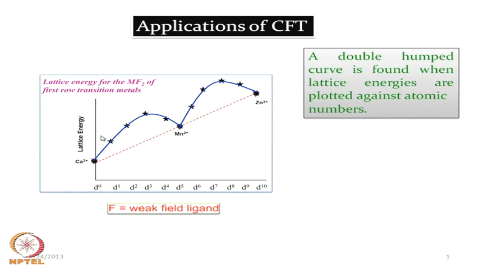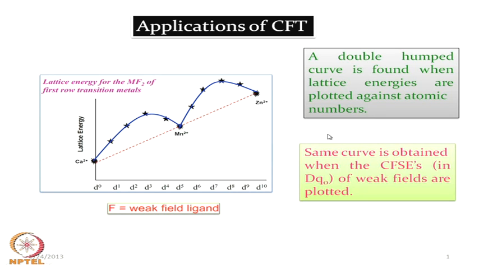So, what we get is nothing but a double humped curve, which is found when lattice energies are plotted against atomic numbers or the number of d electrons. It can be the atomic number from 20 to 30, or from d0 to d10 if we consider a plot related to the number of d electrons. The same curve we can have if we simply consider the crystal field stabilization energies for all these transition metal ions, such as chromium, such as nickel.